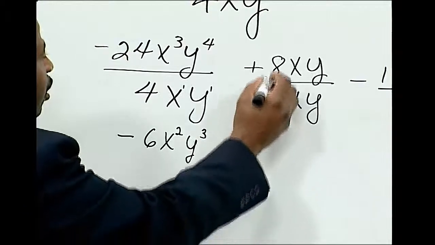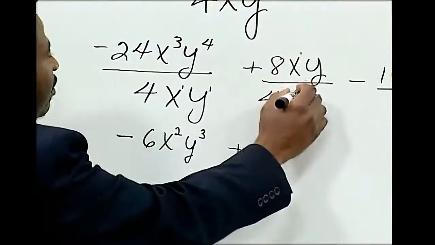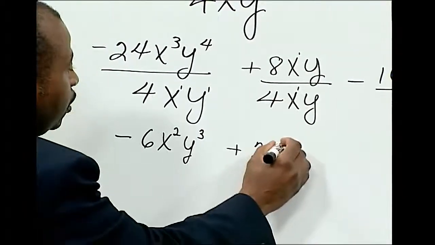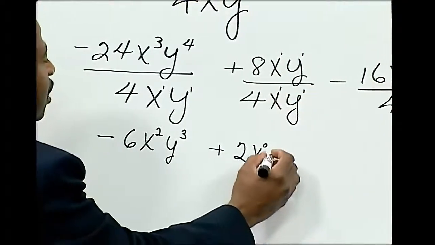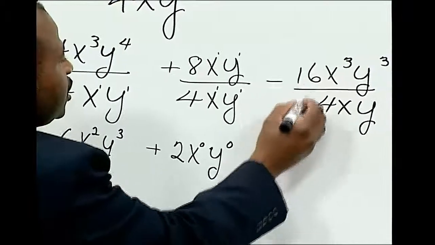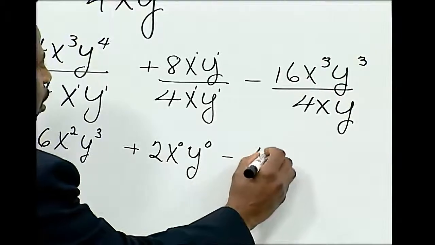plus 4 divides into 8 2 times, x to the first power divided by x to the first power is equal to x to the 0 power, y to the first power divided by y to the first power is equal to y to the 0 power. A negative 16 divided by a positive 4 is equal to a negative 4.